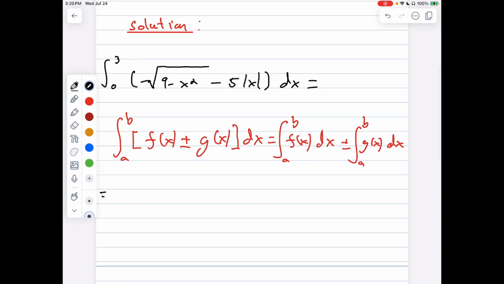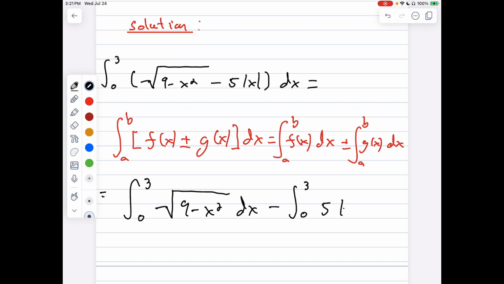So we're going to apply this property to our problem, and essentially what I'm going to do is simplify this as the integral from 0 to 3 of square root of 9 minus x squared dx, minus the integral from 0 to 3 of 5 times the absolute value of x dx.